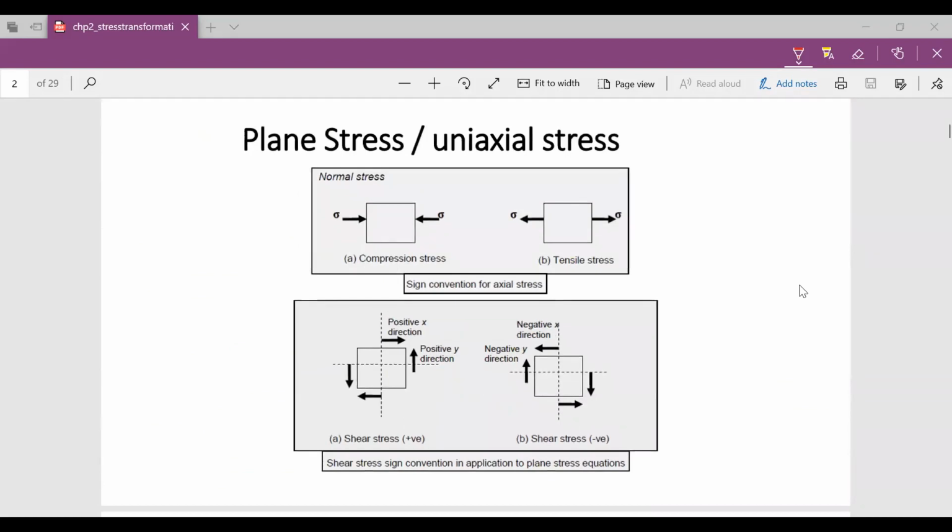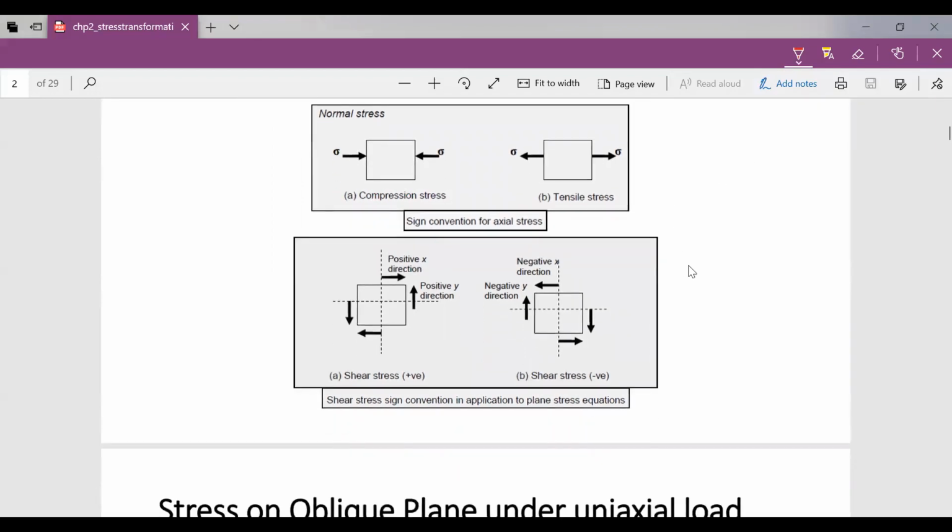In plane stress or uniaxial stress, there's a normal stress, which I mentioned earlier in chapter 1. We have the compression stress and the tensile stress. These are very important in this particular chapter. Shear stresses follow a convention in application to the plane stress equation, so we need to identify the positive and the negative direction.